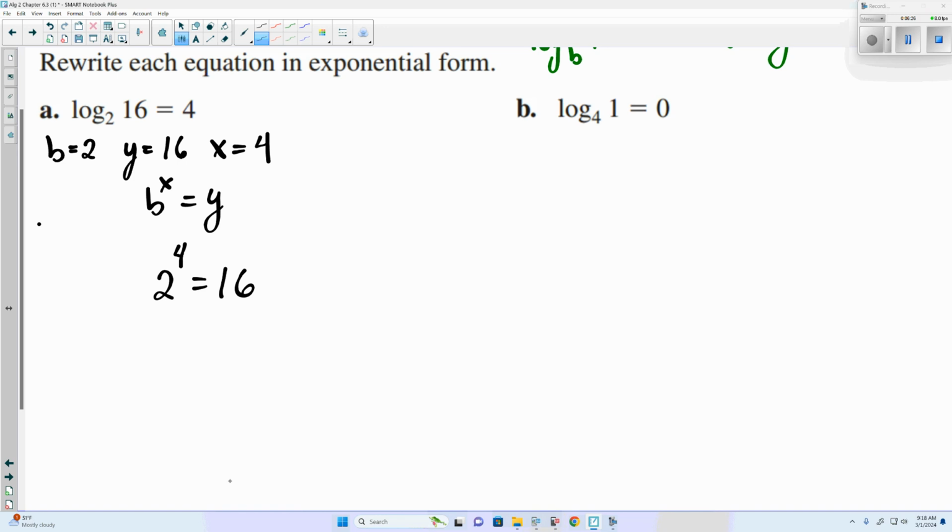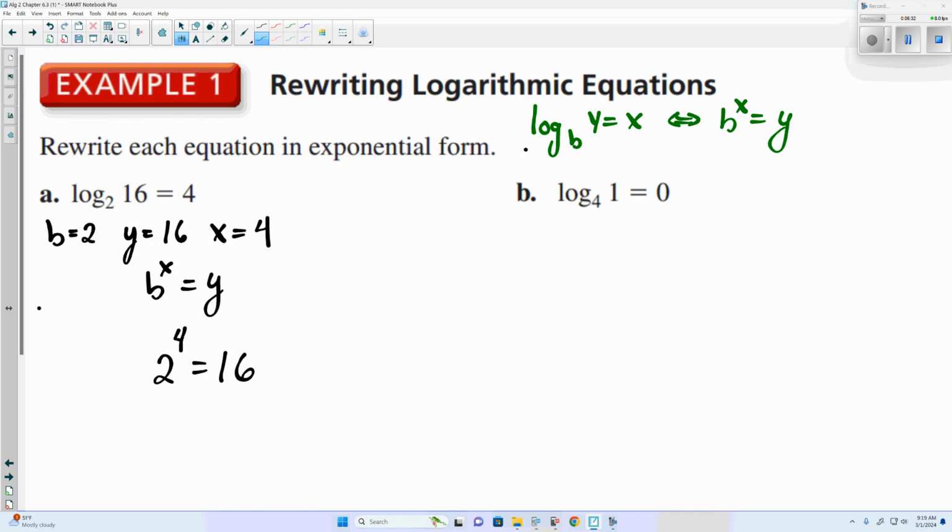Okay. So really all we're doing here is they gave us this equation in this form, log base b of y equals x. They want us to write it in this form. So our b value for this here is our base of 2. So that's the b value. Our y is what's inside. x is outside. So we've got b, y, and x, and we're rewriting it as b to the x equals y. So our b value was 2, our x value is 4, and our y value is 16.